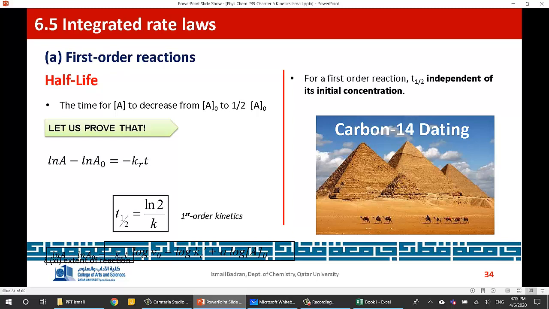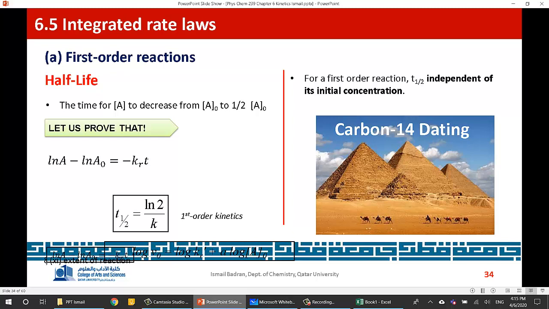But this is widely used for archaeology because carbon-14 dating is all about determining the age of sculptures or living animals like dinosaurs or whatever, and knowing how old they are, based on the fact that carbon is available in every spot on Earth, and carbon-14 is the isotope of carbon that is radioactive.